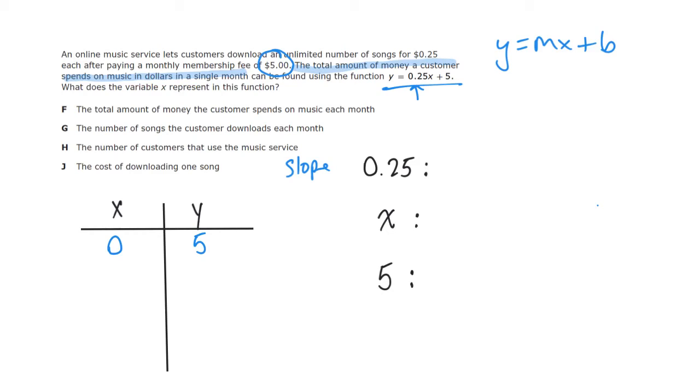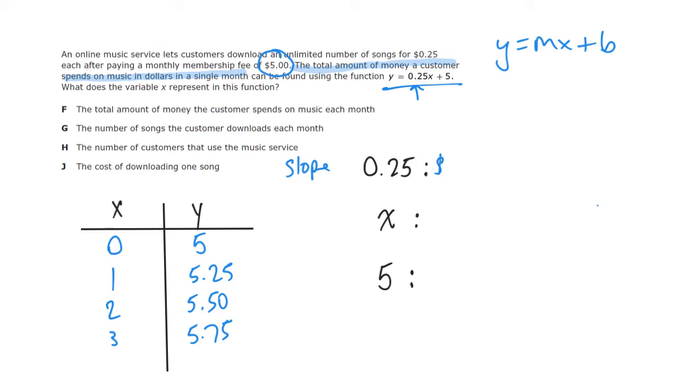And some of you with that sentence will be able to determine the answer to this question, but I'm going to keep going and explain all of the different aspects of this equation. So if we keep going with this table of values, if I let x be 1, then that's going to give me a y value of $5.25. If I let x be 2, that will give me a y value of $5.50. An x value of 3 gives me a y value of $5.75, and on and on and on. And so what I start to see is that this slope, or the 0.25, represents the amount of money that I'm paying for each song.